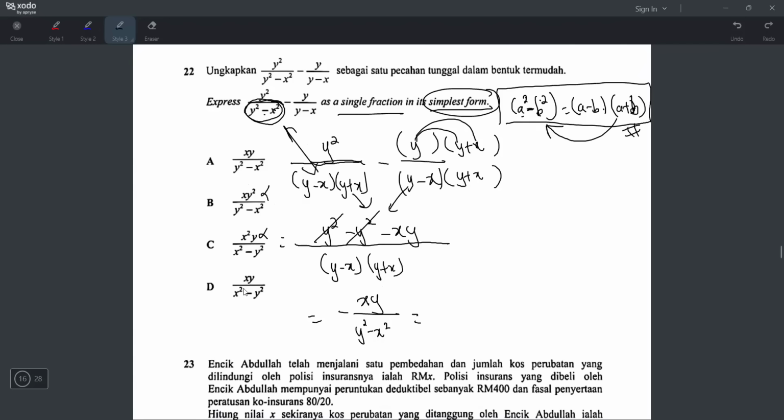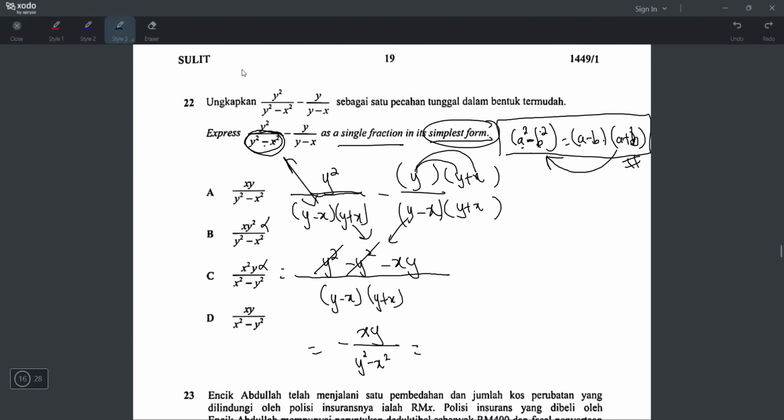Okay, if you have no answer, what can you do? I want you to know something. This negative: if you have negative A over B, you can write it like this, or you can write it like this also. It means the negative, you can write on top, on the bottom, or in the middle.